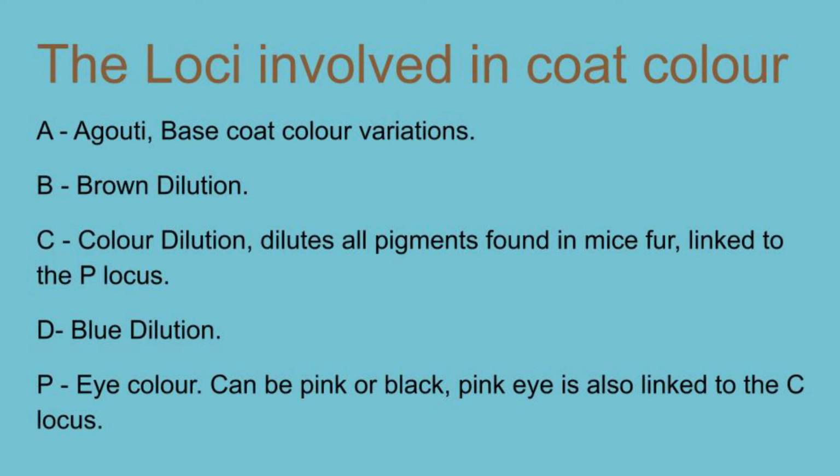So the loci that we need to think about are A, B, C, D and P for colour variations in mice. The A locus is referred to as the Agouti locus, and it's the base gene which all further dilution genes act upon. The B locus, which is the brown dilution. The C locus, which is involved in white dilution and albinism. The D locus, which is blue dilution. And finally the P locus, which is Pink-eye.